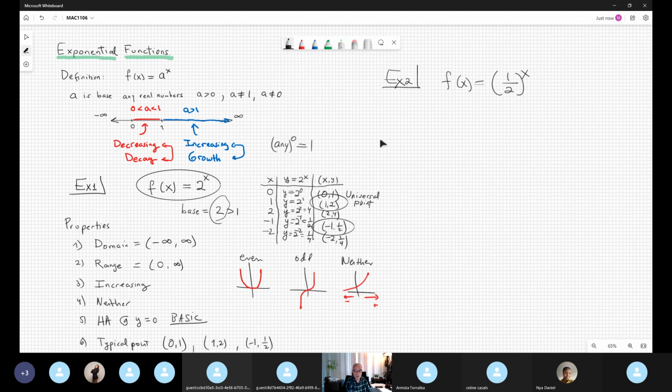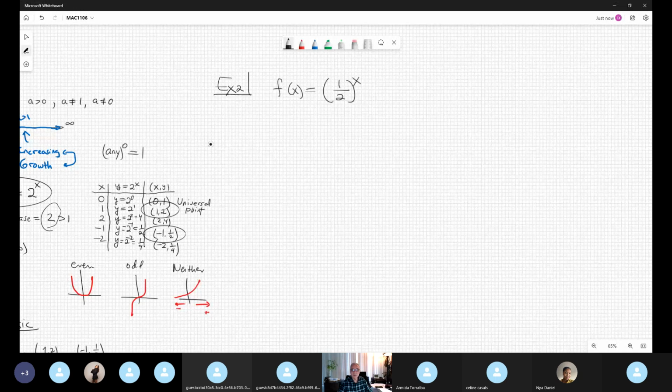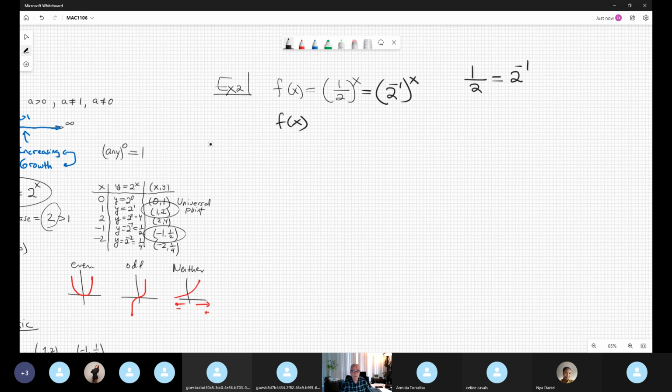I suppose you remember very well. 1/2 is 2 to the negative 1. So a negative exponent means reciprocal. If you replace this idea, this is 2 to the minus 1 raised to the x. And you apply one more time the exponent rule: when you raise a power to a power, you multiply the exponents. This is 2 to the minus x. Wow, this is equivalent to this.